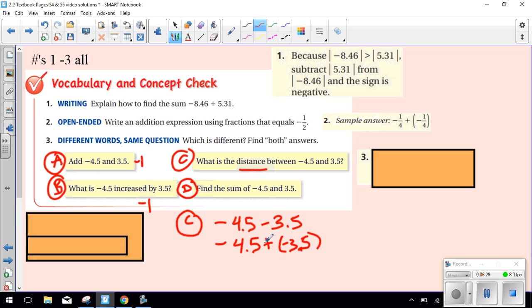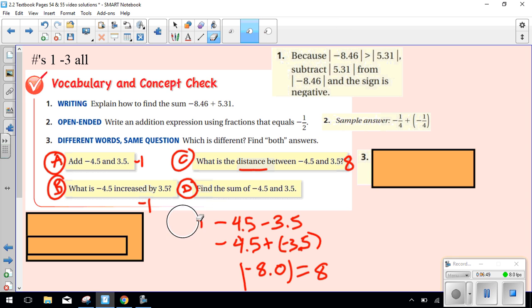So 5 plus 5 is 10. And then 4 plus 4 is 8. Since my signs are the same, I keep negative. And remember, since we're looking at distance, we take absolute value. Solution is 8.